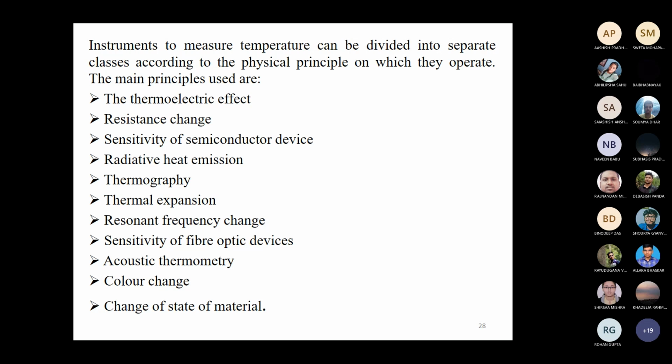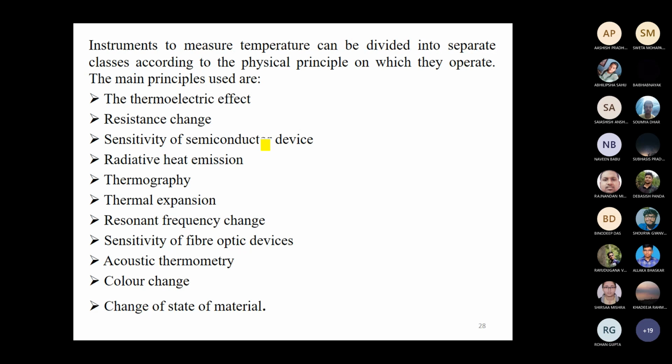So based on temperature, which effects are used? The thermoelectric effect, that is the thermocouple. Resistance change methods are there, already discussed. Then the sensitivity of semiconductor devices, which definitely changes with the increase of temperature, so increasing sensitivity means there is a problem.